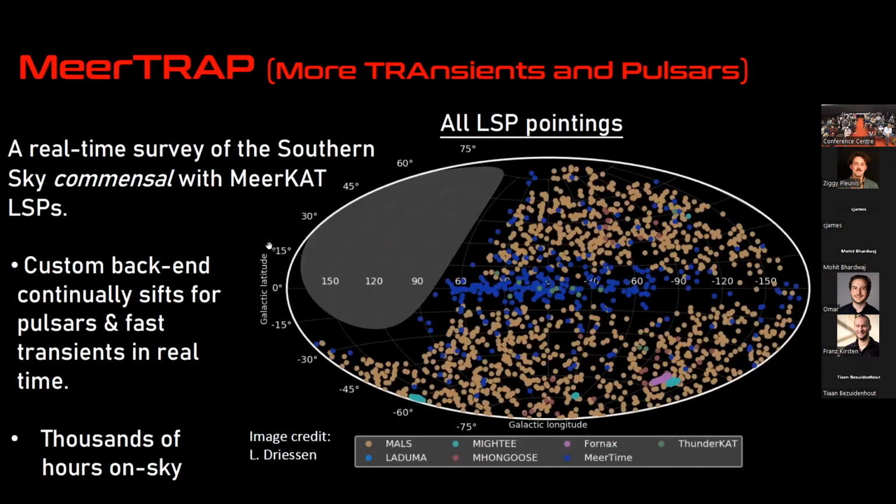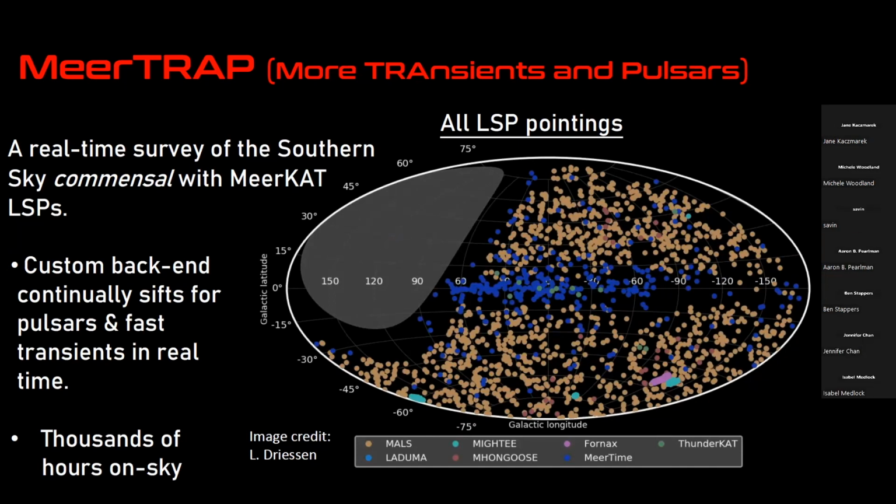So we have a commensal survey with the 8 MeerKAT large survey projects. We have a custom backend that is continually taking the voltages from the antennas and doing a real-time single pulse search. Candidates are vetted by a machine learning algorithm as well as by eye.